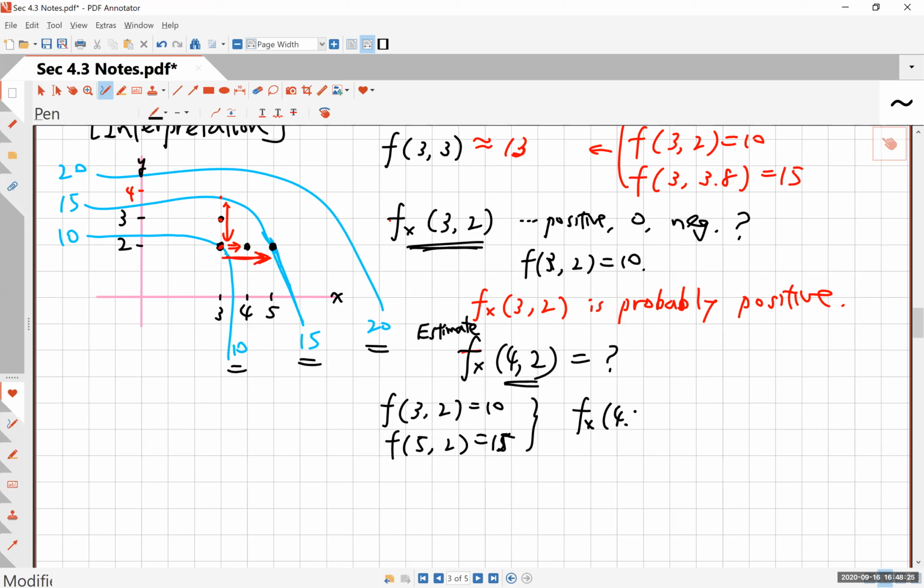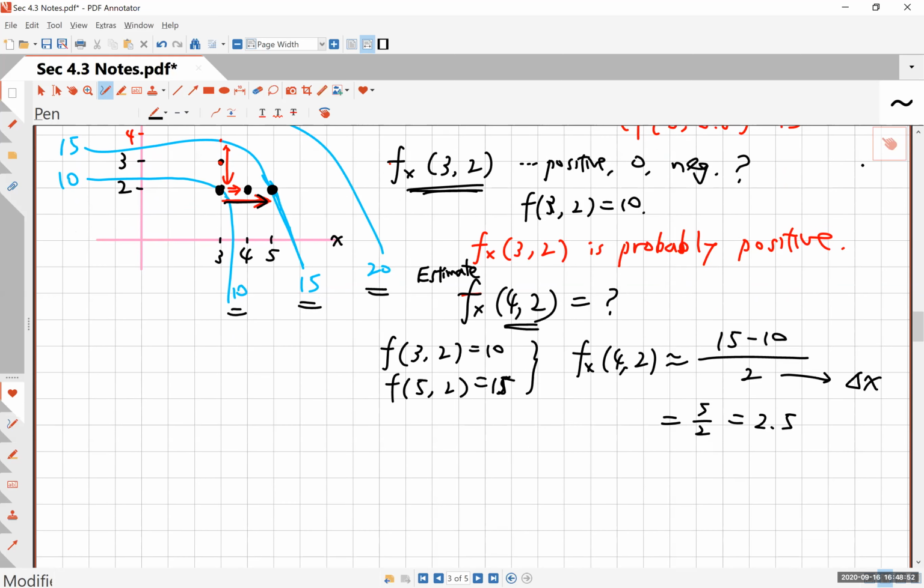Okay, but you can approximate this by what? Find the difference between these. So this is 15 here, this is 10 here, and this is right in between those two, right? And the difference in the x direction is 2. This is my delta x, because it goes from 3 to 5. And so this will be 5 divided by 2, or 2.5. And you can sort of estimate that the derivative of f with respect to x at 4, 2 is probably about 2.5.